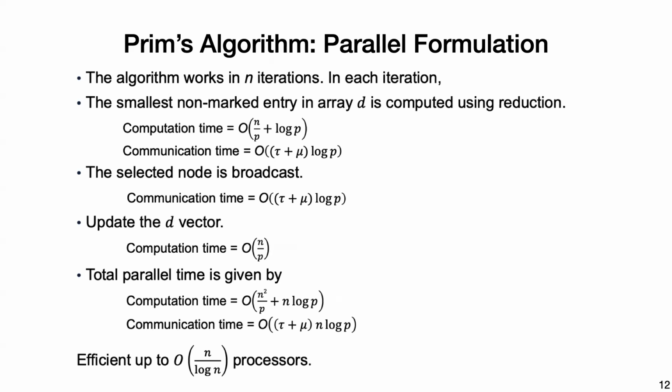Then next, after we have chosen the node that we're going to broadcast, then you just have to do a single broadcast of one element. Again, that's tau plus mu log p. This is selecting the new min to add to the MST. This is broadcasting that element, and then this is updating the d vector.